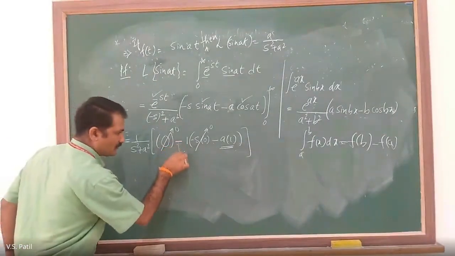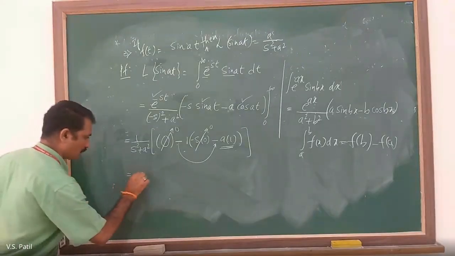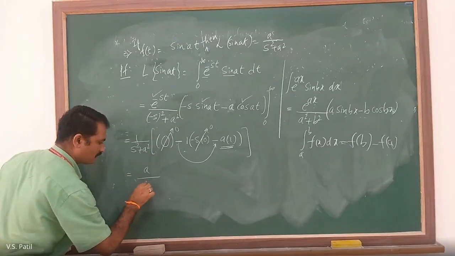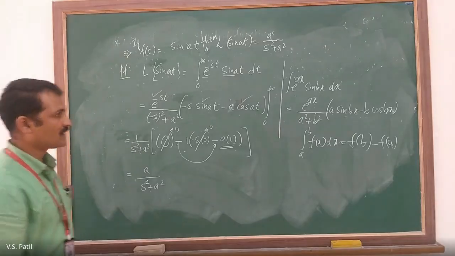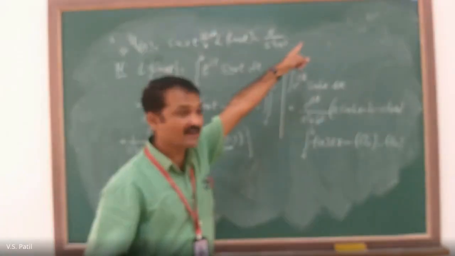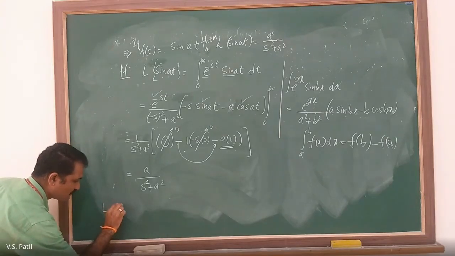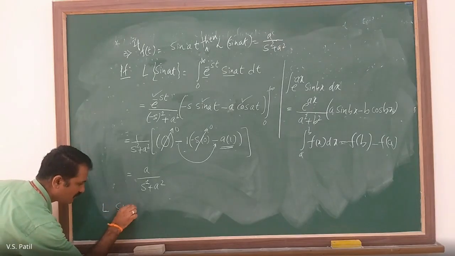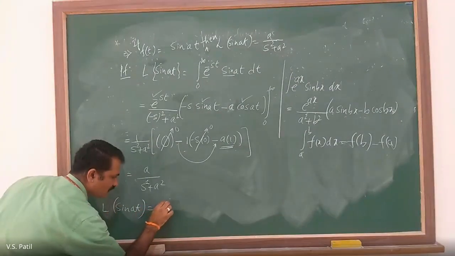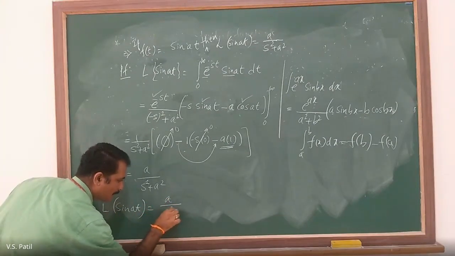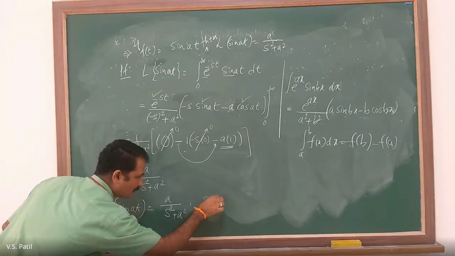Agree? So this minus into this minus, what? Plus. So what happens there? Finally, A divided by S square plus A square. So what is your conclusion? I'll write there. Therefore, Laplace transform of sin AT is A divided by S square plus A square. One condition should apply there. Okay?